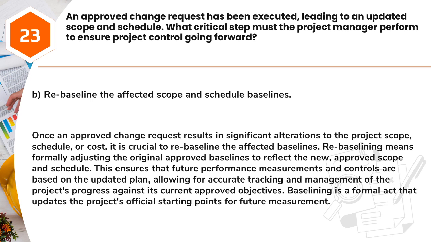Answer: B. Re-baseline the affected scope and schedule baselines. Once an approved change request results in significant alterations to the project scope, schedule, or cost, it is crucial to re-baseline the affected baselines. Re-baselining means formally adjusting the original approved baselines to reflect the new, approved scope and schedule. This ensures that future performance measurements and controls are based on the updated plan, allowing for accurate tracking and management of the project's progress against its current approved objectives. Baselining is a formal act that updates the project's official starting points for future measurement.